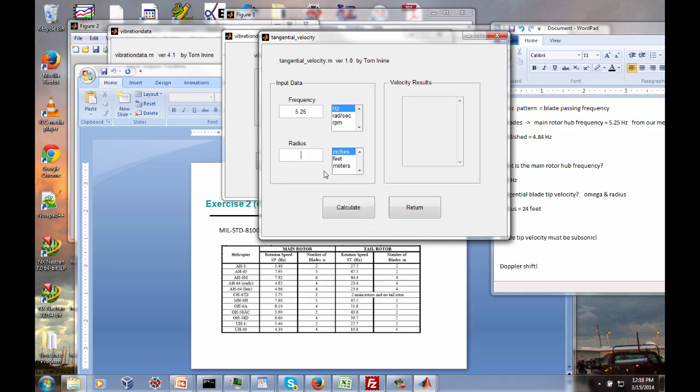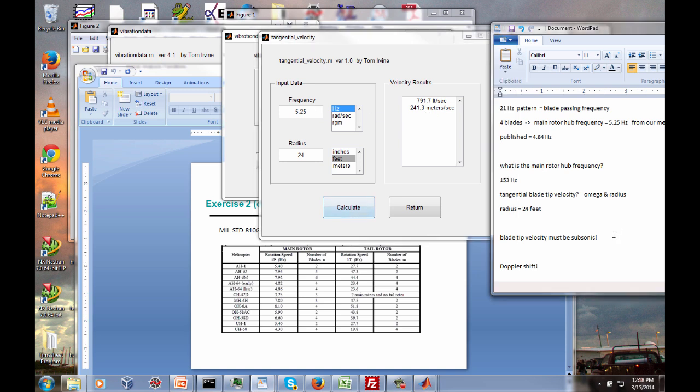24 feet. Okay, need to get all my data entry correct. If we have 5.25 hertz as our main rotor hub frequency, then the blade tip velocity would be 241.3 meters per second, and that is subsonic because the speed of sound is 343 meters per second. So we've met our constraint that the blade tip velocity must be subsonic.